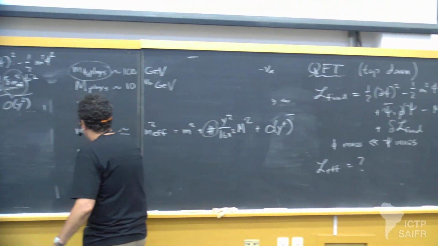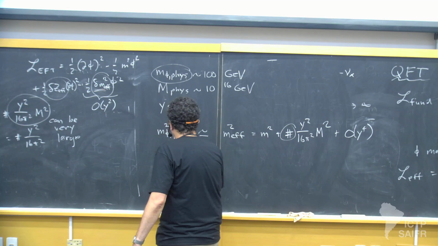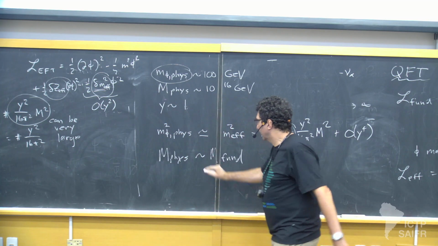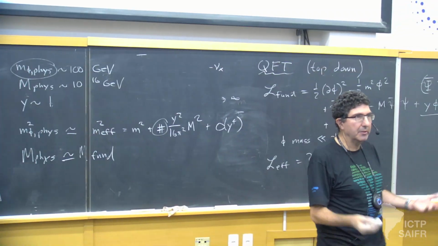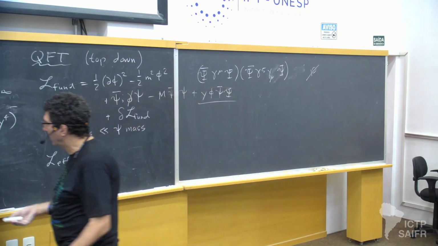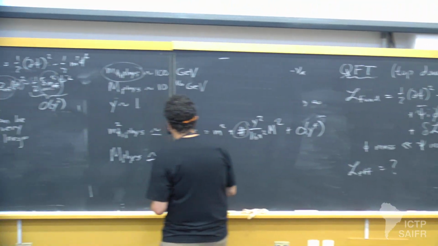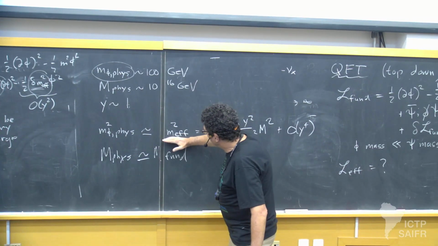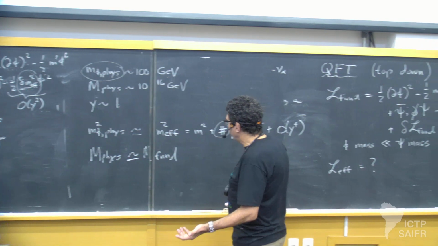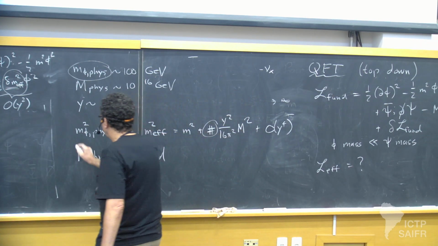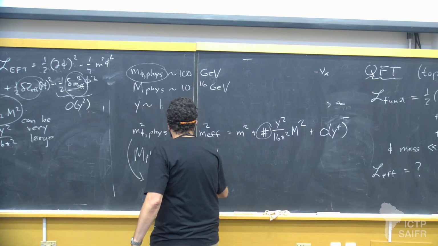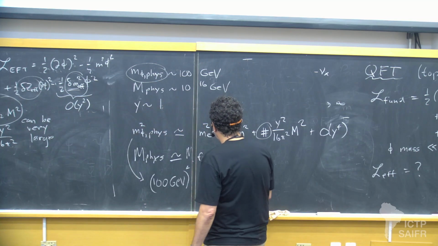And what about the physical mass of this big fermion? I claim that it is very well approximated by the mass parameter in the fundamental theory, because there are no big corrections there, just small corrections. So what I really want is a hierarchy between the effective mass parameter and the fundamental mass parameter. But now you see I have a problem, because if I look at this equation, I want 100 GeV squared to be equal to this thing right here.